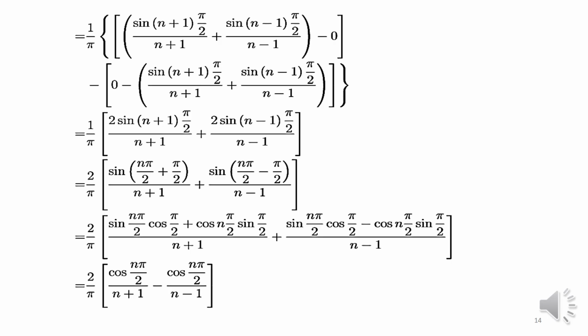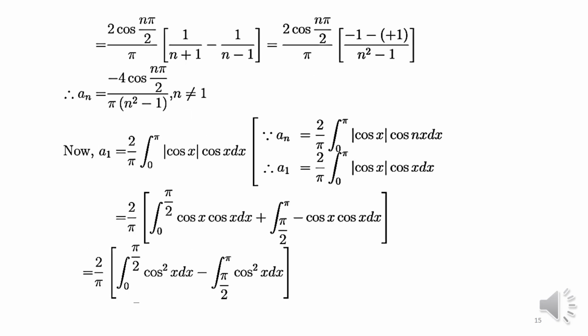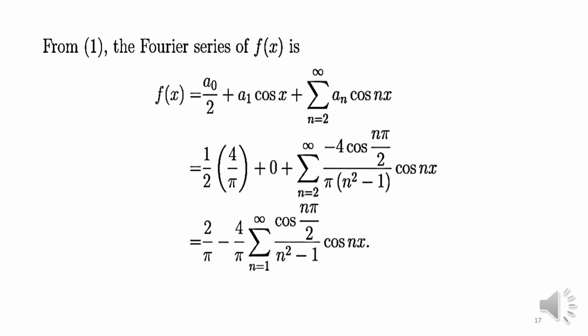Okay, so multiply pi by 2 inside, you will get sin n pi by 2 cos, sin (a plus b) and sin (a minus b). Sin (a plus b) is equal to sin a cos b plus cos a sin b. Same, sin a cos b minus cos a sin b. Okay, substitute the values, and you will get cos n pi by 2 by n plus 1 minus cos n pi by 2 divided by n minus 1. For a n, you will get any value. If n is equal to 1, you will get a 1 equal to, giving the final answer.